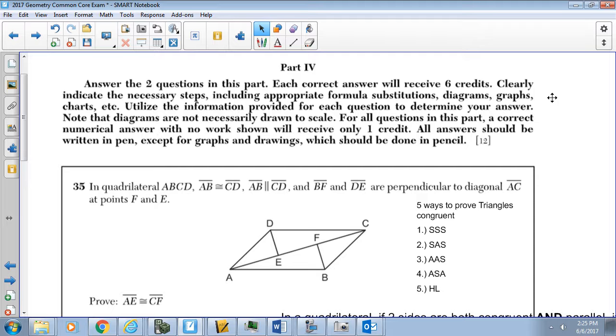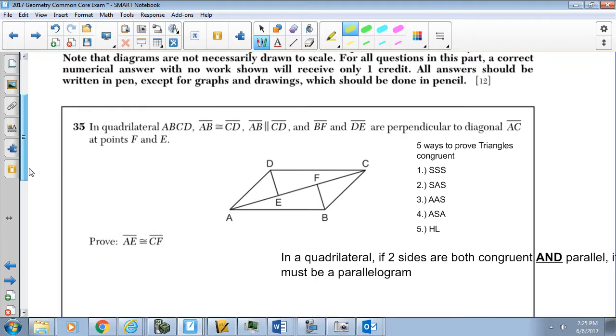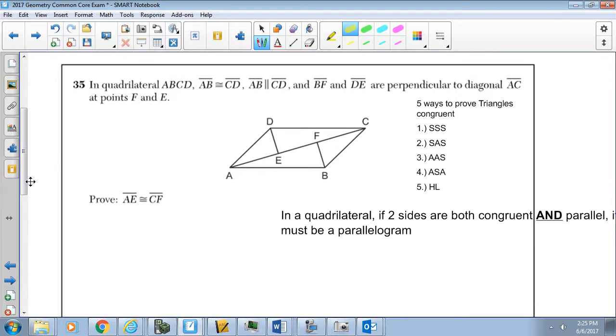There are two questions on part 4. Each of them is worth 6 credits, right? All right. So, first one we have is a proof. So let's read about this proof, what we're trying to prove and the information we are given. So we have in quadrilateral ABCD. So we know it's a quadrilateral, which is pretty obvious from the picture, but it doesn't say it's a parallelogram. All right, it says AB is congruent to CD.